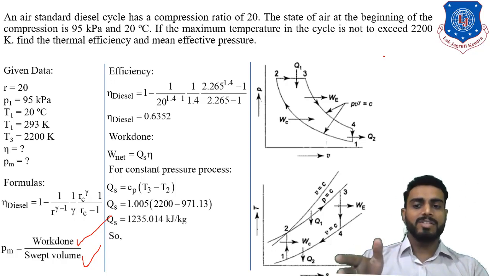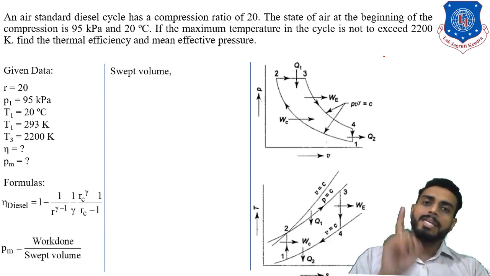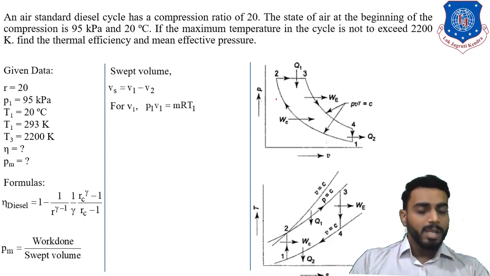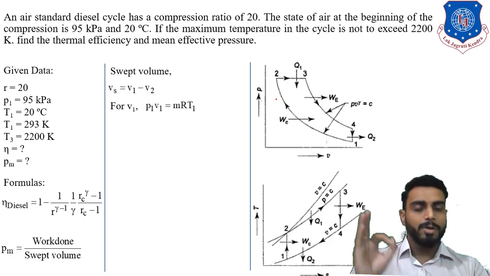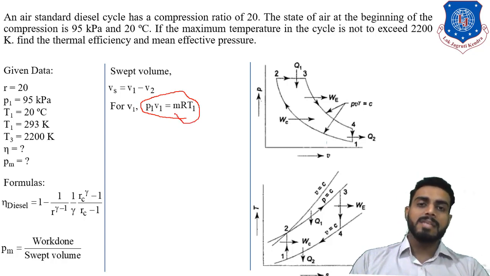Once Qs is found, find the W net, and once W net is found, you can go for the swept volume, V1 minus V2. Here, remember one thing, most important hint. Whenever you are stuck in any problem for gas power cycles, always remember this is your life-saving equation. In gas power cycles, all processes are reversible, and it is assumed that air behaves like an ideal gas. So you can always apply the ideal gas equation, particularly for this chapter.